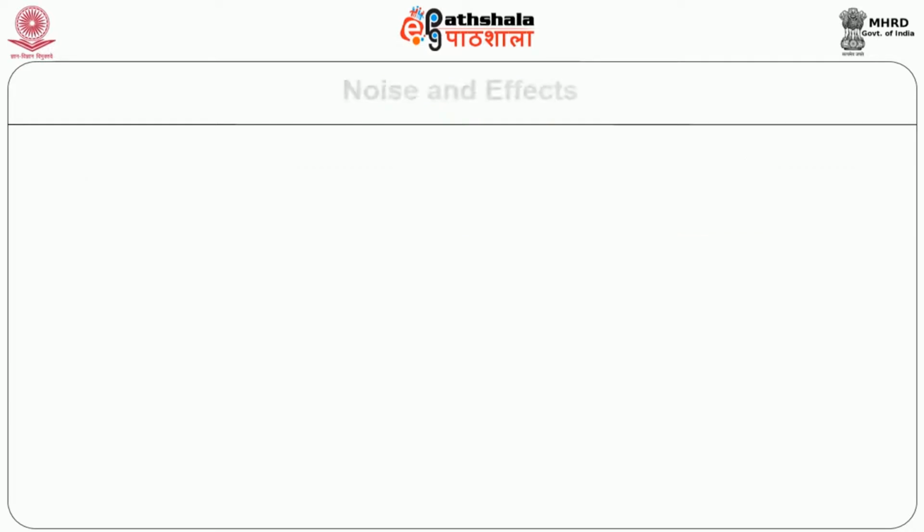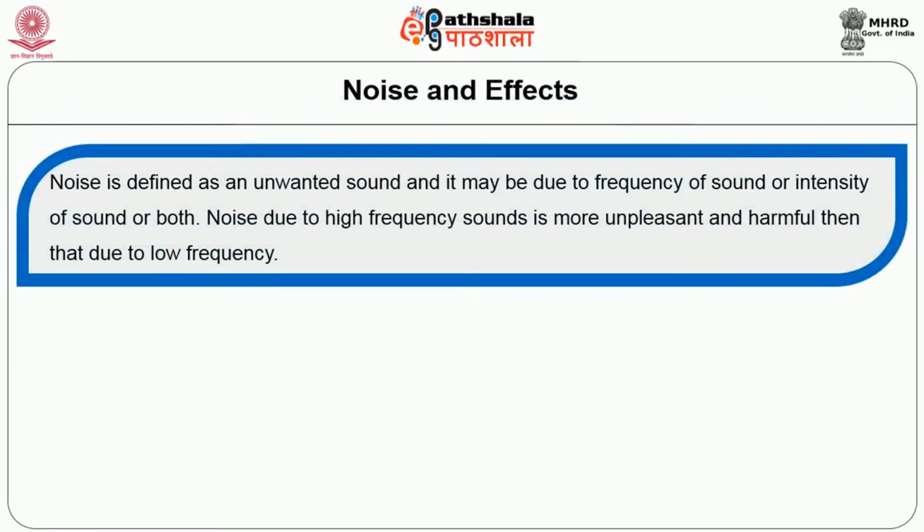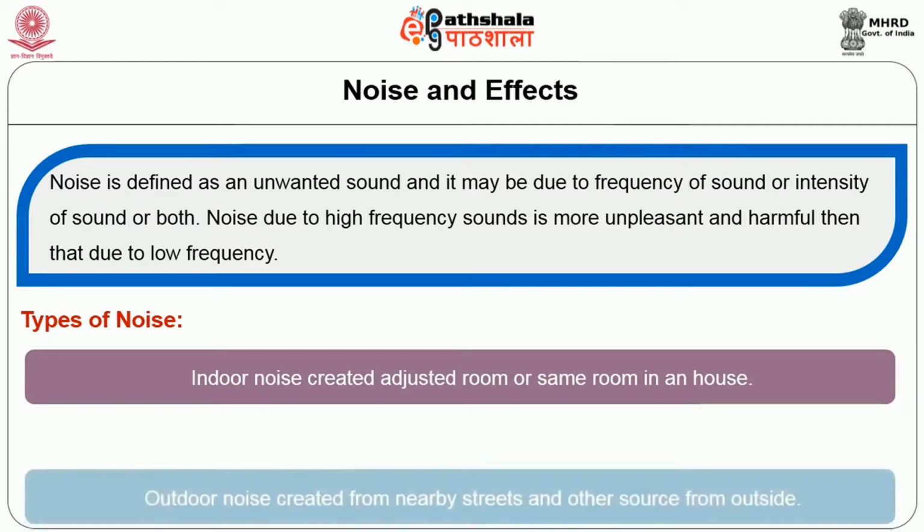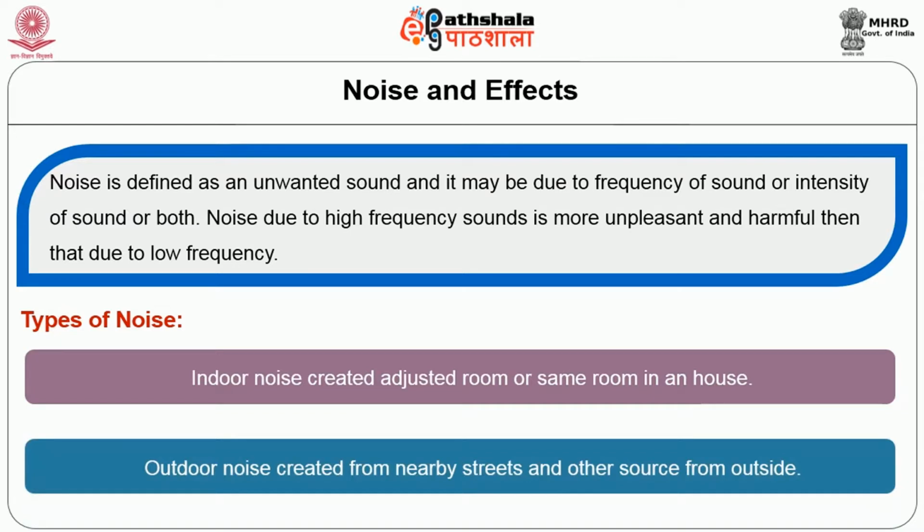Noise and its effect. Noise is defined as an unwanted sound, and it may be due to the frequency of the sound or intensity of the sound, or both. Noise due to high frequency sound is more unpleasant and harmful than that due to low frequency. We have two types of noise. One is indoor noise, created by an adjacent room or the same room in a house. The other is outdoor noise, created from nearby streets and other sources from the outside.